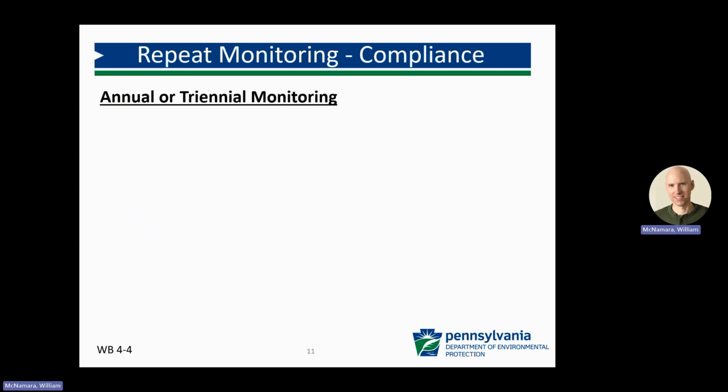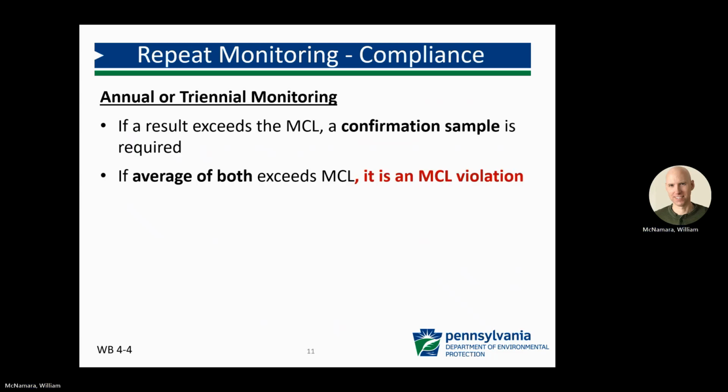But what about systems that can go to annual or triennial in the repeat monitoring? So after initial, they're put on annual or triennial. How do we determine an MCL violation then? Here's how it works. If a routine result exceeds the MCL, then you are required to collect a confirmation sample, as we mentioned in the previous lesson. So the results of the routine sample and the confirmation sample are averaged and compared to the MCL for compliance. So if the average of the routine and the confirmation sample exceeds the MCL, it is a violation.